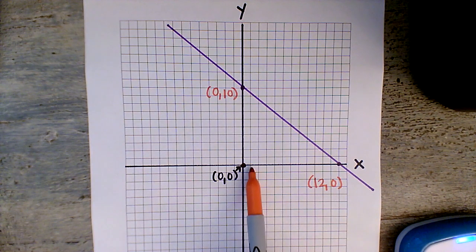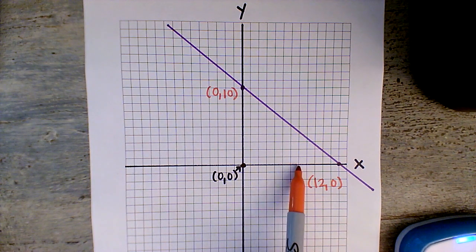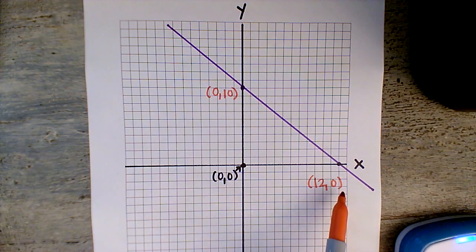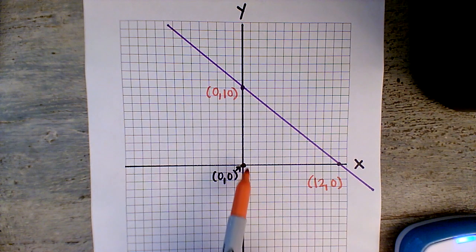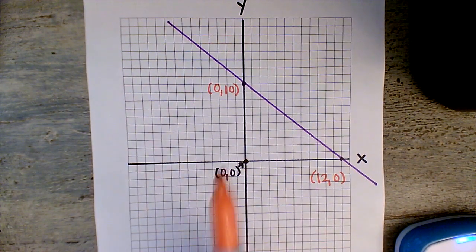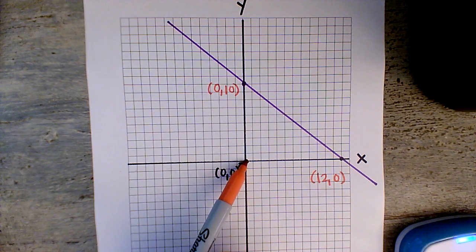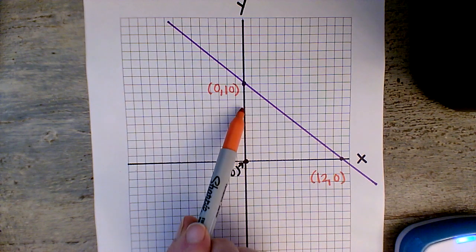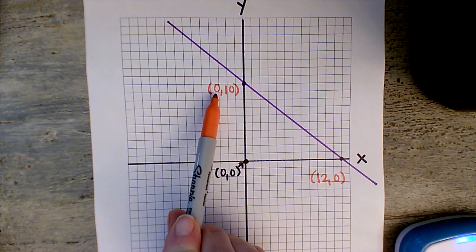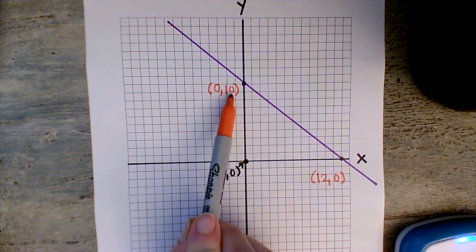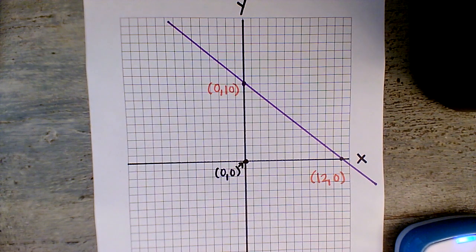So I'm going to start from here, and I go 1, 2, 3, 4, 5, 6, 7, 8, 9, 10, 11, 12. So I've gone over 12 and I've gone up or down none. So the address for this little dot is 12, 0. I went over 12 and up or down 0. For this one, I'm not going over either direction. So my x coordinate is 0, and then I go up from the middle, 1, 2, 3, 4, 5, 6, 7, 8, 9, 10. So the address for this is 0, 10. I'm going over 0, and I'm going up 10. So that's his address.